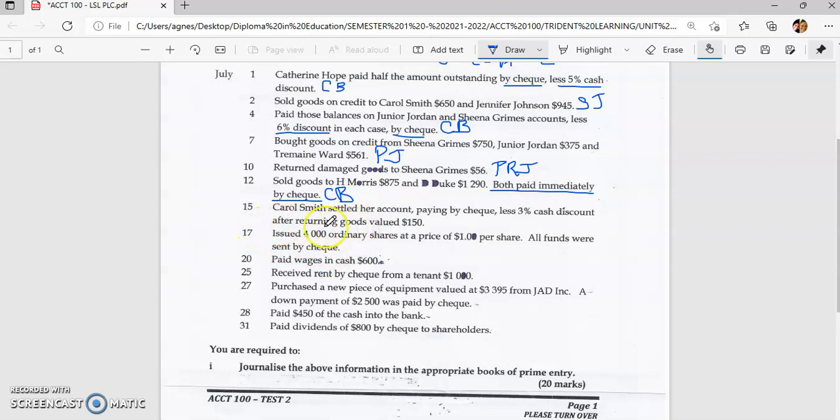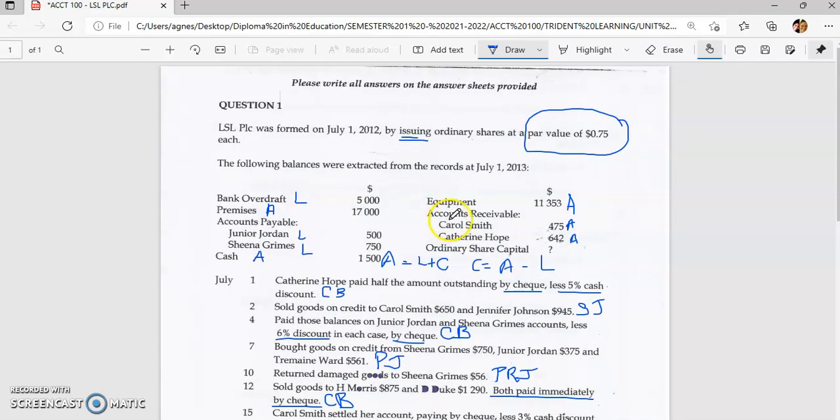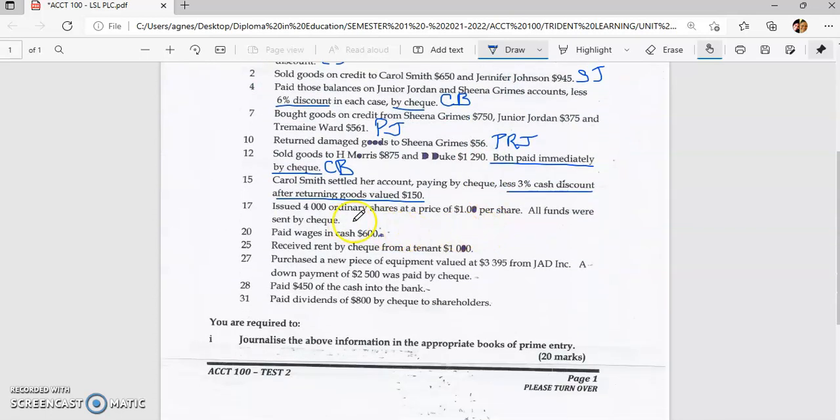On the 15th, Carol Smith settled her account, paying by check, less a 3% cash discount after returning goods value at $150. So we have a return here. Carol Smith is a debtor, and she is returning goods, and she's also settling her account. So if she is returning goods to LSL Plc, that is what you will call a return inwards or a sales return. So this will be recorded in the sales return journal.